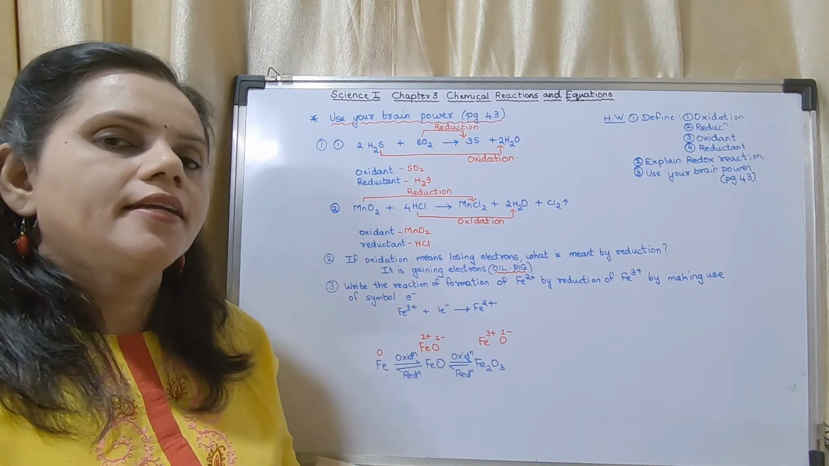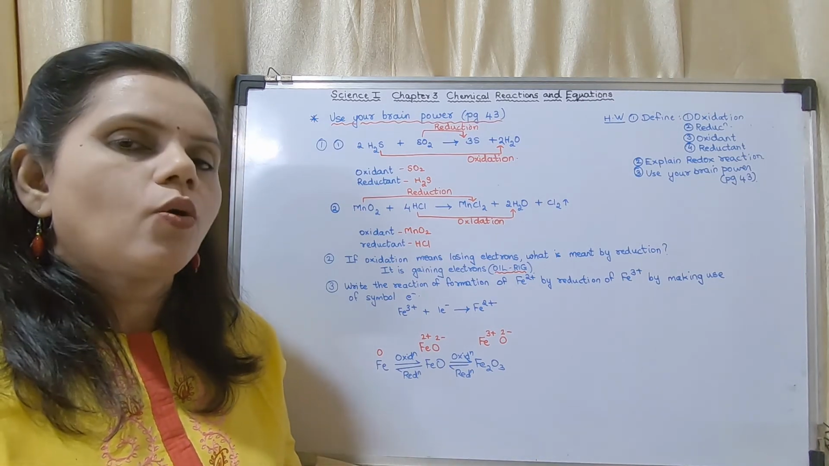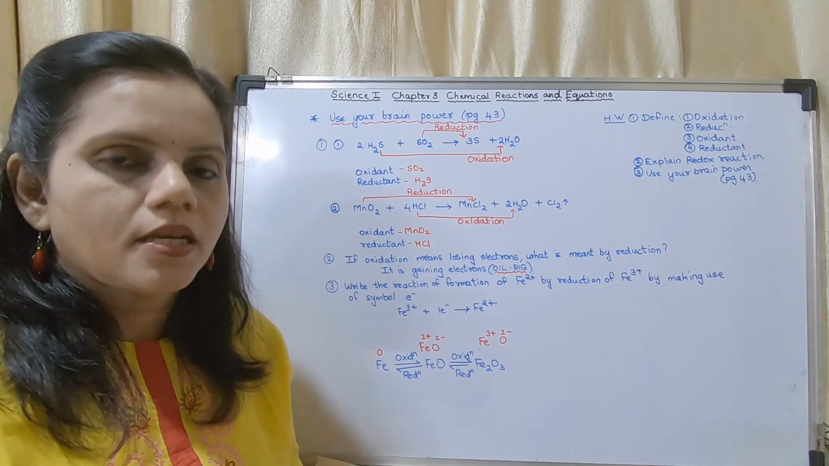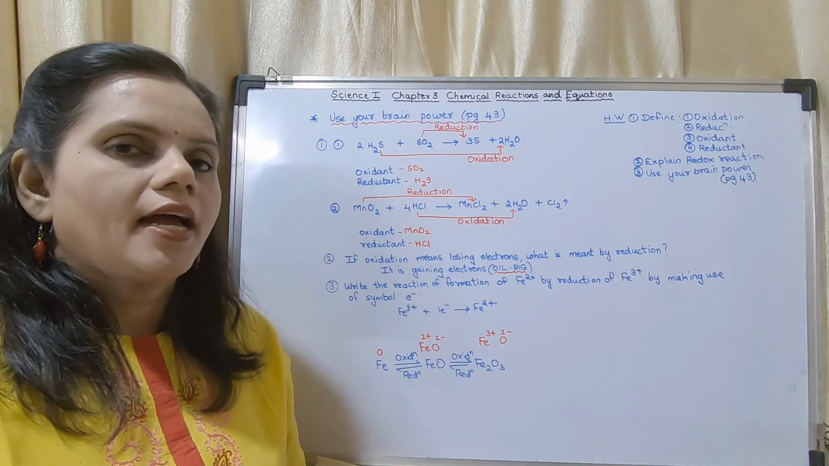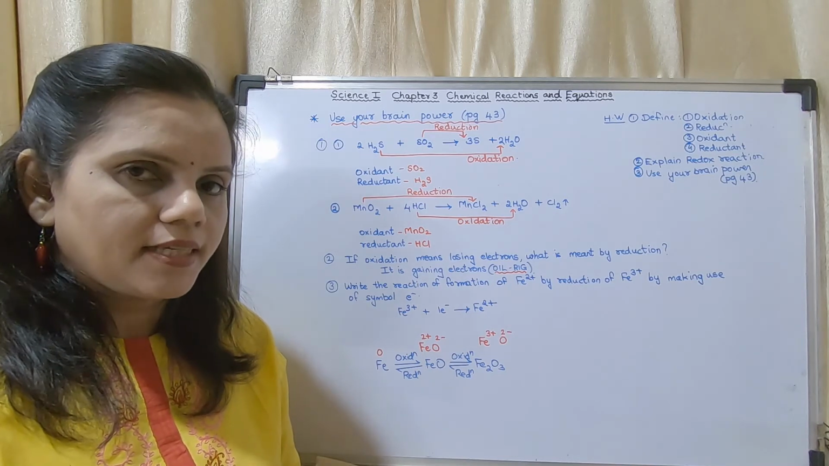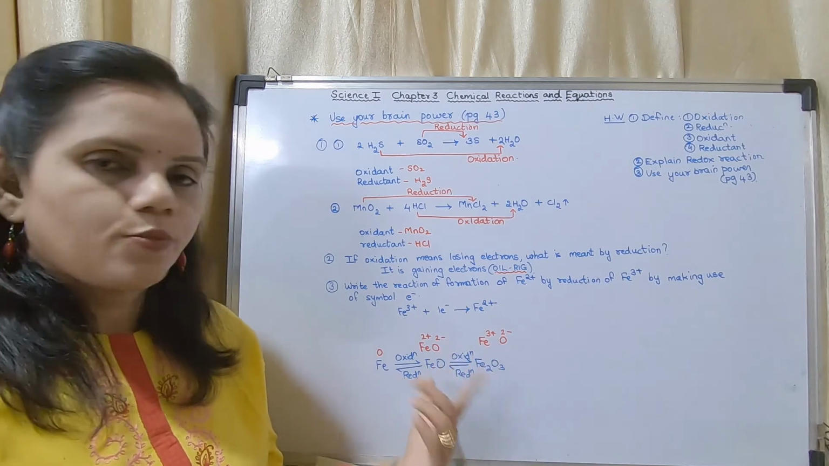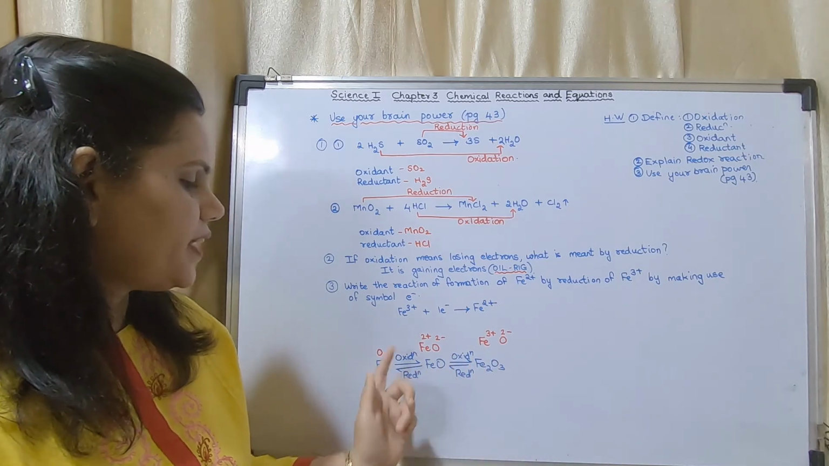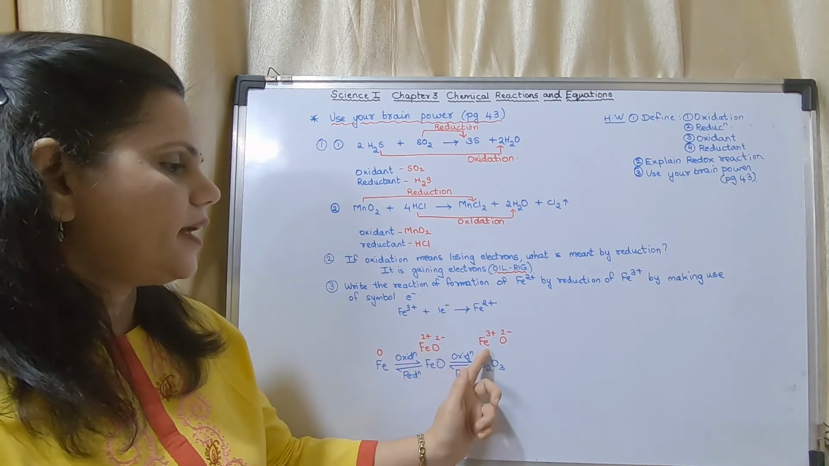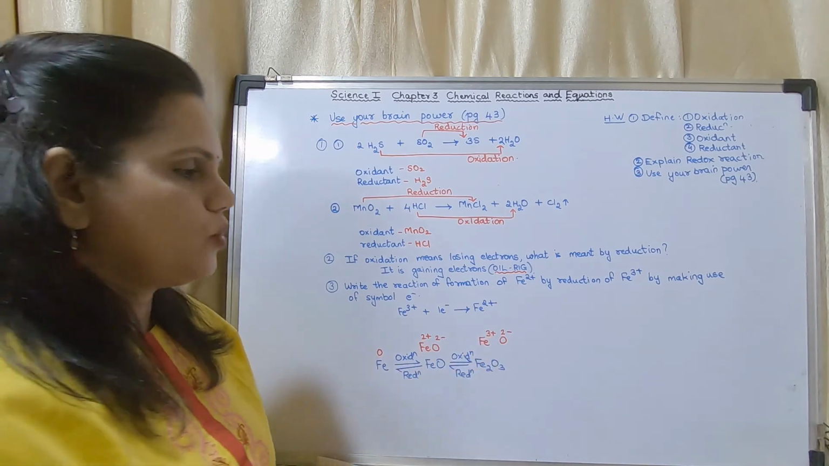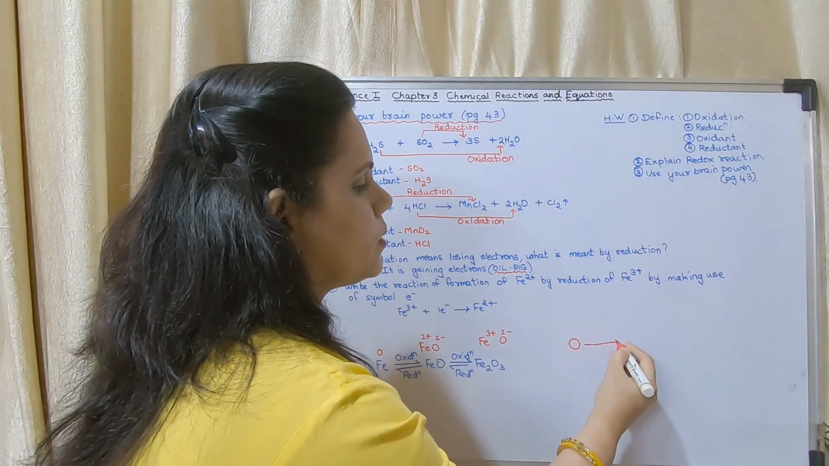In that they had given positive ions, negative ions: 1+, 2+, 3+, 1-, 2-. They had given all the examples. I had told you to learn that last year. Okay. Now, if you haven't learned, just learn this much for this year. So, Fe is 0. Fe2+ here. Fe3+ here.